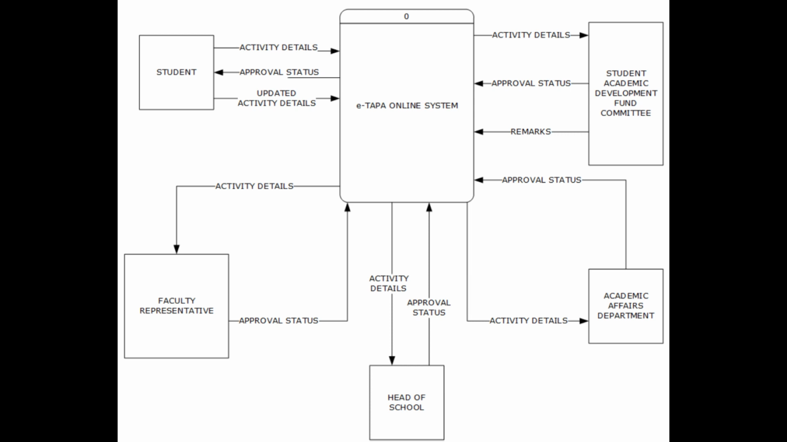Next is faculty representative. This entity will receive activity details and send the approval status to the system. The exact cycle also happens to head of school and academic affairs department. As for student academic development fund committee, it may receive activity details and send approval status along with remarks.